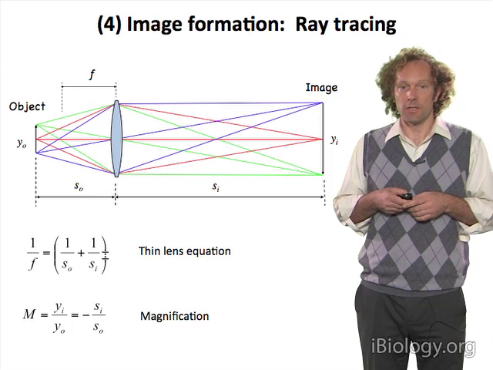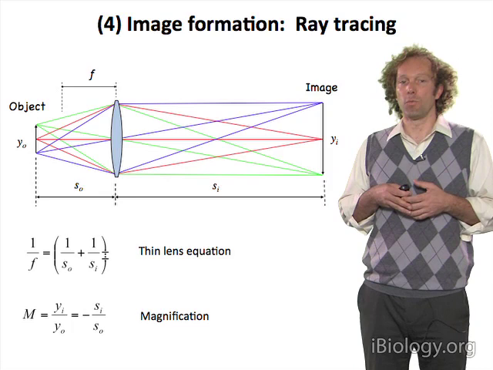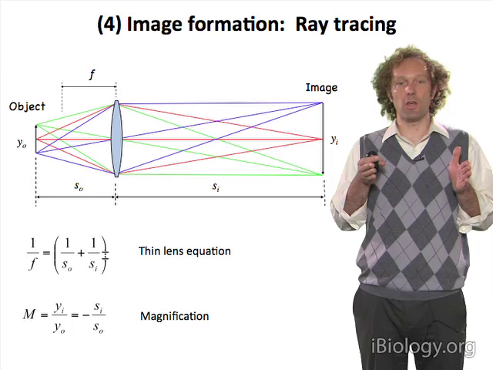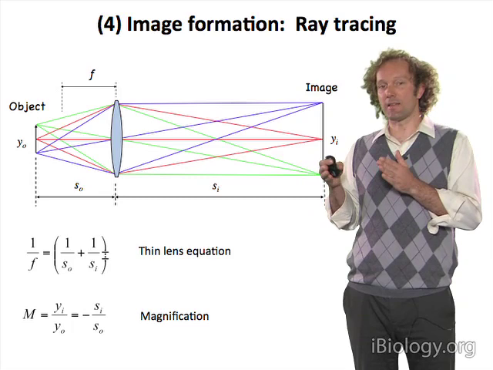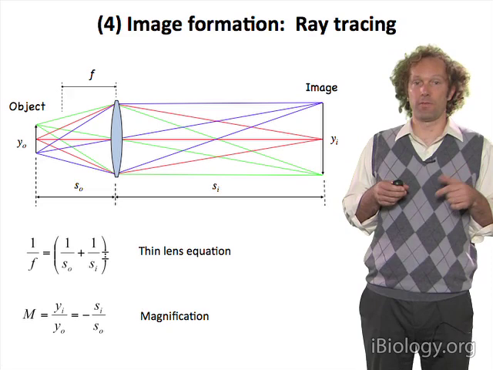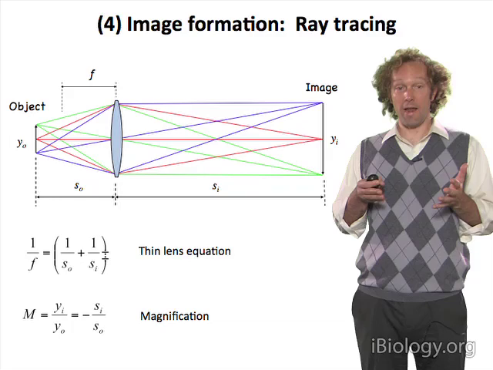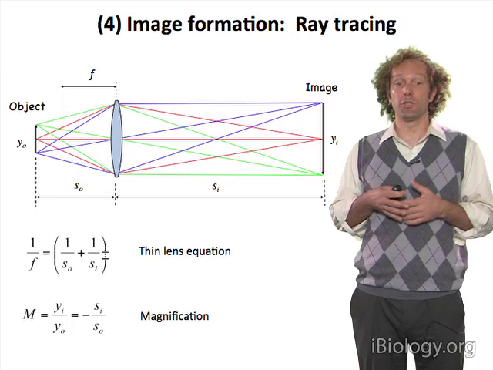One is the thin lens equation, which relates the distance from the object to the lens, denoted SO, and the distance from the lens to the image, denoted SI. Those two quantities are related to F, the focal length, by this thin lens equation. So that will tell you, for a single positive thin lens or for a negative lens, where the image shows up. The second equation is magnification.